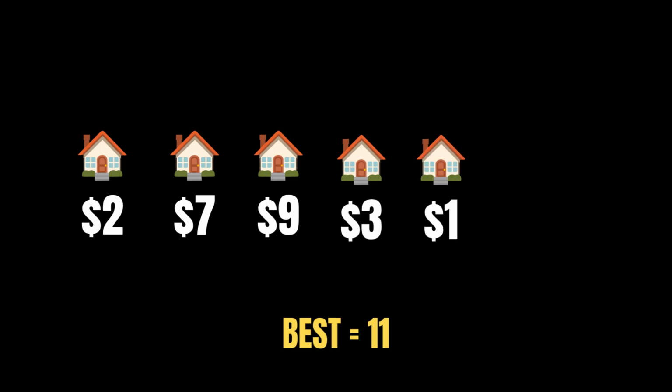Finally, we reach the house containing 1. If we skip it, we keep our previous best of 11. If we rob it, we can't rob the previous house containing 3. So we use the best amount before 3, which is 11, and add 1, and that's 12. So our final answer is 12.